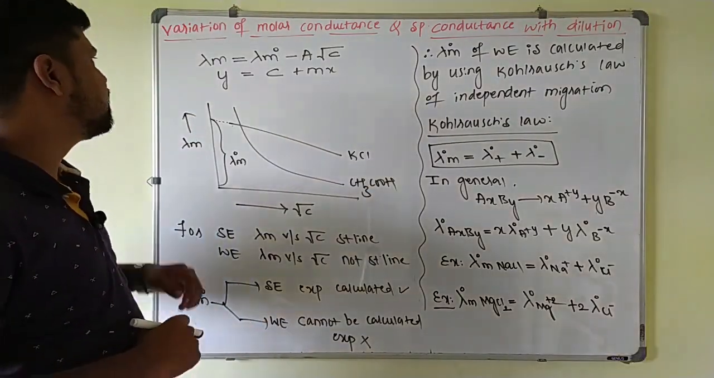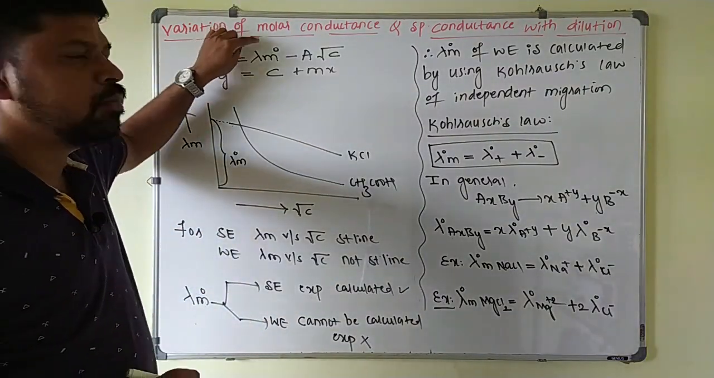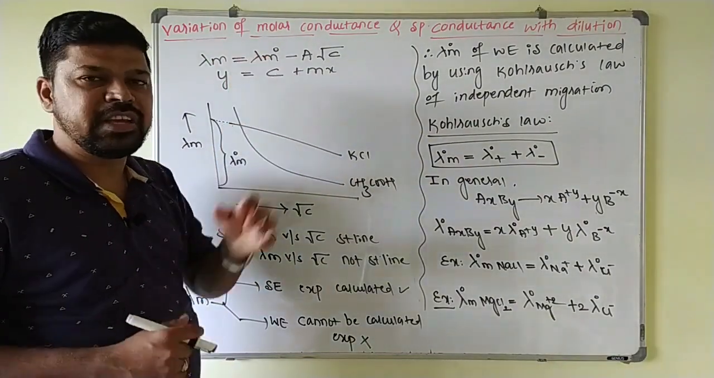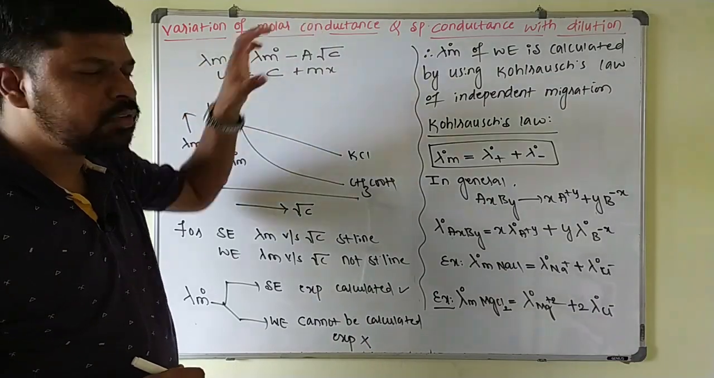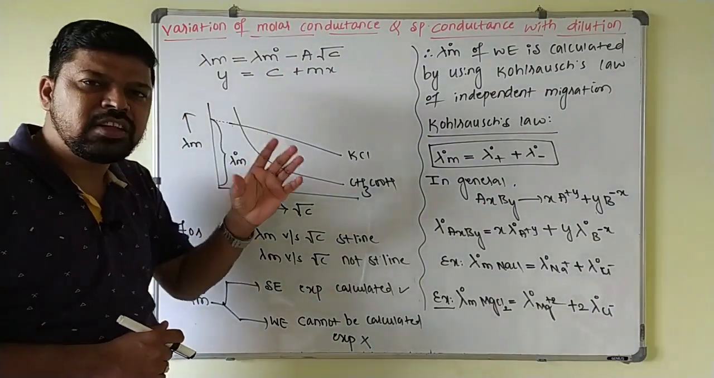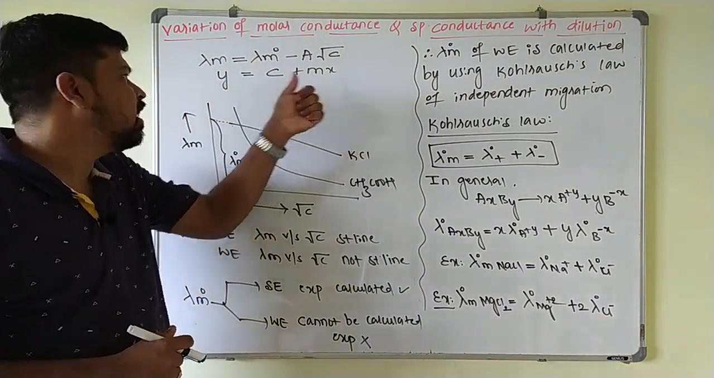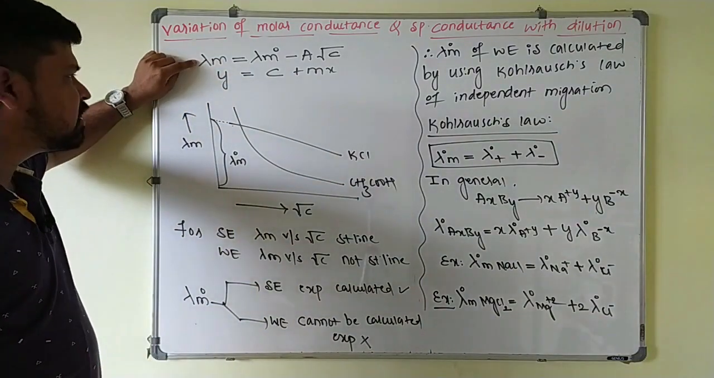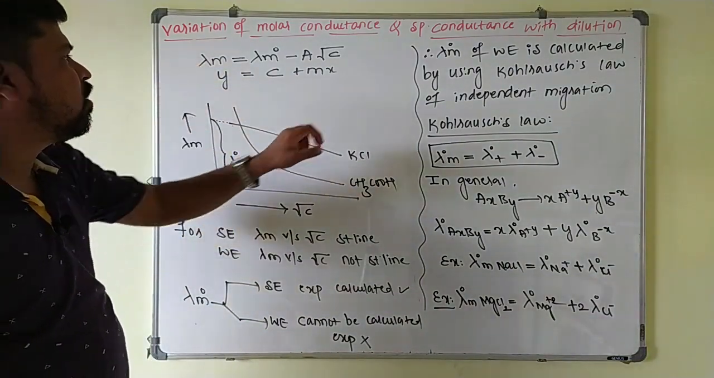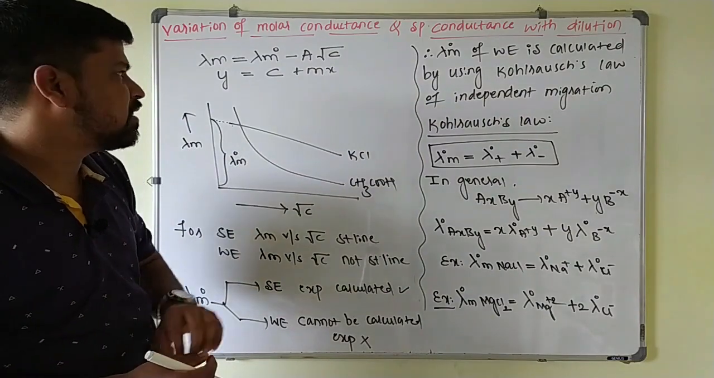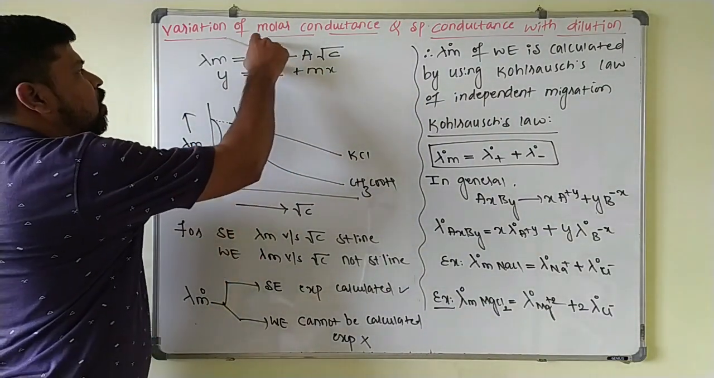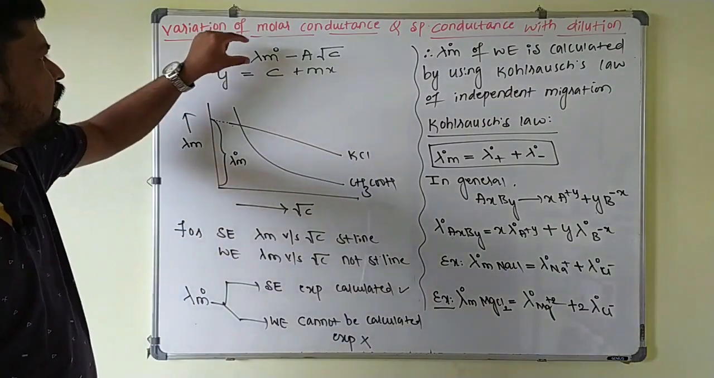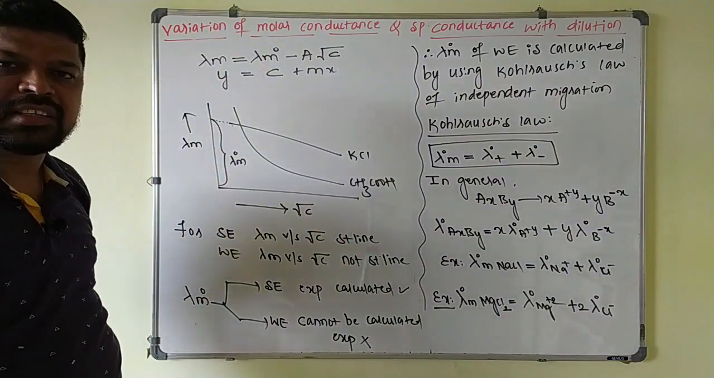The next point is the relation between molar conductance and limiting molar conductance. We know this equation: molar conductance equals limiting molar conductance minus A into square root of C. This equation is in the form of y equals mx plus c, where molar conductance is taken along the Y axis and concentration along the X axis. The slope m will be negative, and the limiting molar conductivity will be the Y intercept.